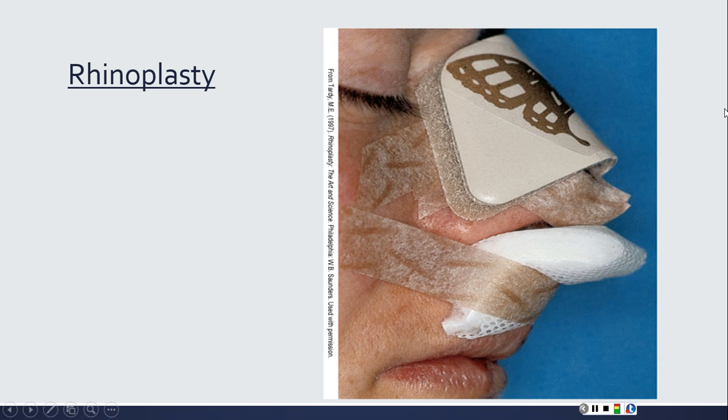This is your common splint and mustache dressing. Which one's the mustache dressing? There you go, the one below. It's designed to catch the secretions that come out. You're going to have some bleeding. You're going to have some drainage. You do need to monitor that drainage to make sure it's not CSF.